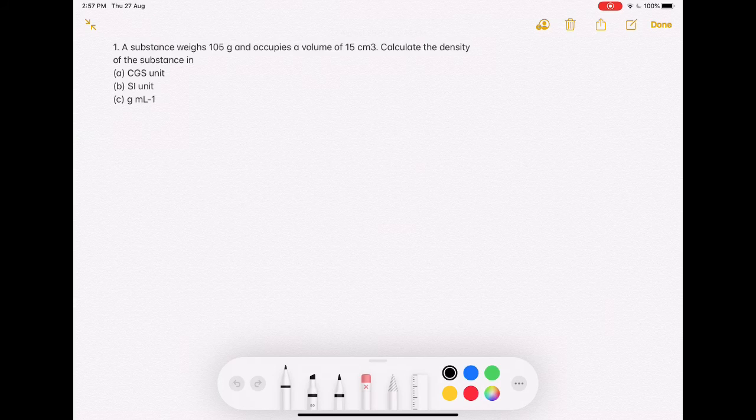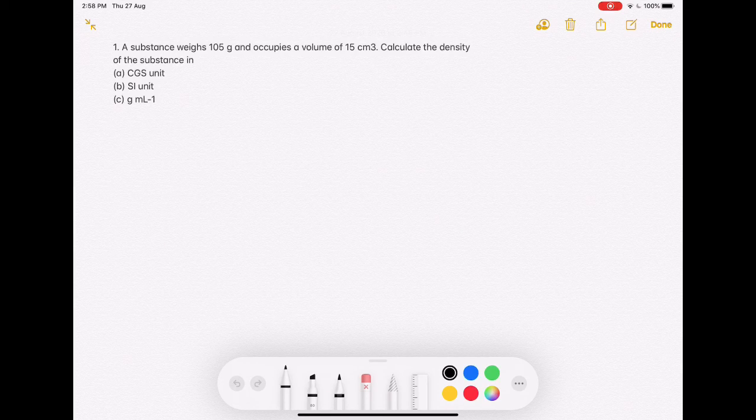In this video, I will be explaining the solutions to numericals based on density. Before watching this video, please try these questions on your own and see if you can solve them. You can watch this video to verify your answers or to refer to it wherever you get stuck.